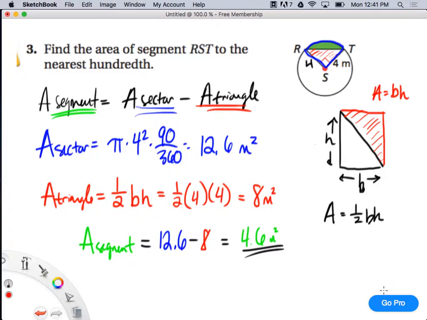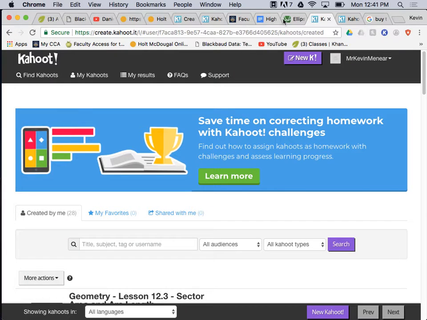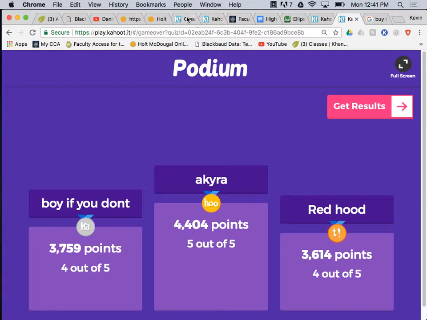Any questions on that? So what does the exponent at the end mean? Meters squared, because the units are in meters. So it doesn't mean anything specifically? That's just the units. Area is in square units. Okay? All right.